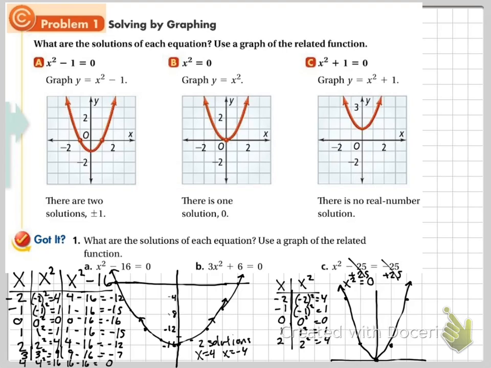If it helps, look at your tables. On the left one, we got 0 here at the bottom, and what gave it to us was 4. We can do that same thing over here. We got 0 here, and what gave us that was 0. If you look at the column, x equals 0 there. So, one solution, and it's x equals 0.